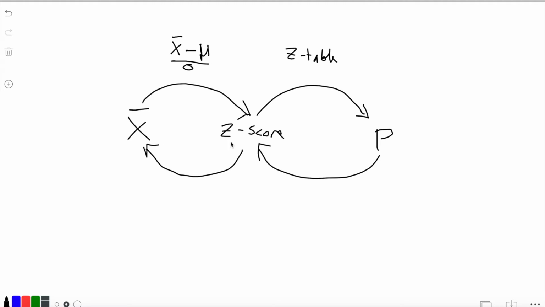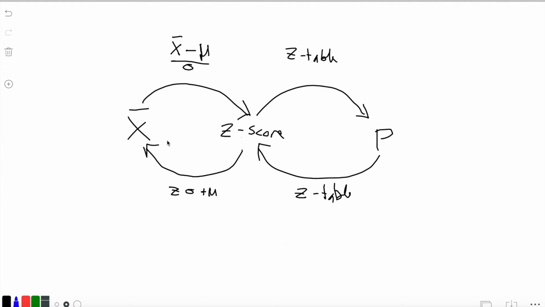So we're going to trace back from the z-score to the mean. And I forgot to put a z-table here. So to move from our z-score back to our mean, we can use this equation, which is z times our sigma plus our mu.